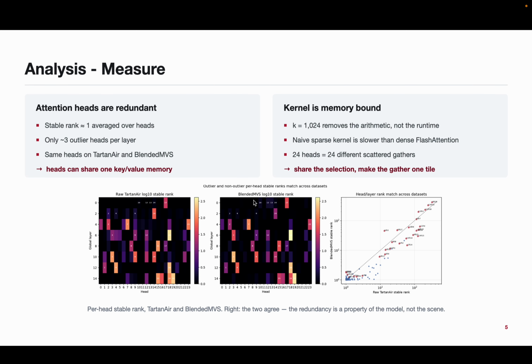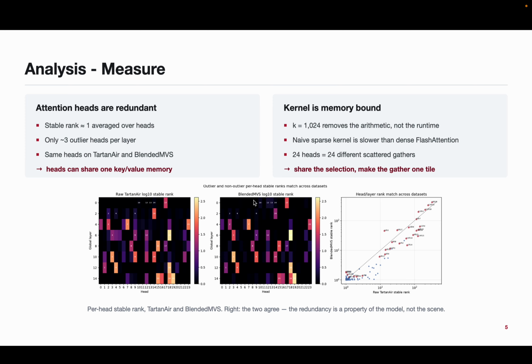So let's do some analysis. Looking at the attention heads, we find that a lot of the attention heads of these geometric foundation models are redundant. We take the stable rank of the attention matrix produced by the heads and calculate it. We find that for a lot of them, the stable rank is extremely low, which means that a lot of it can be reduced, or maybe some of the heads themselves are quite redundant.